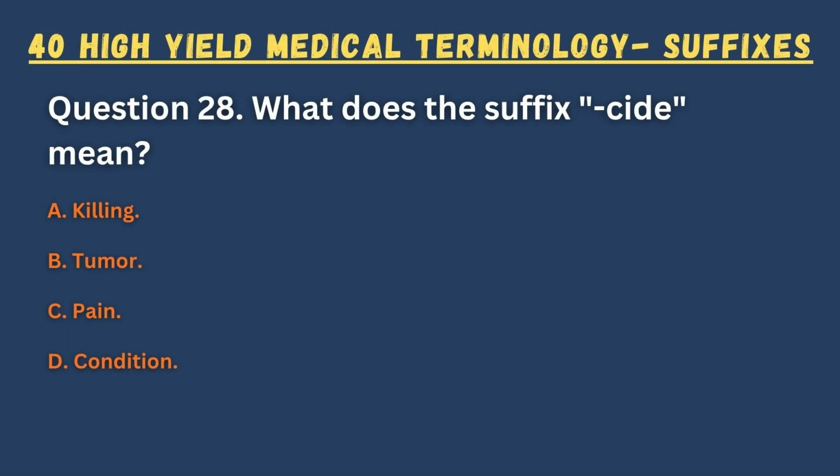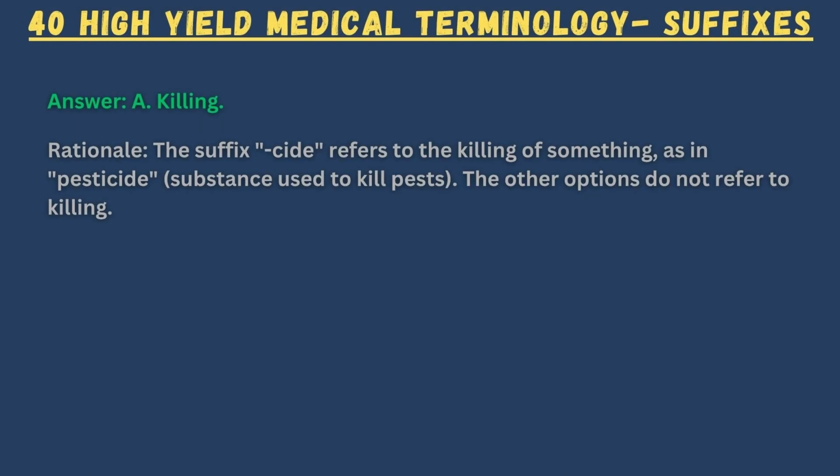Question 28. What does the suffix side mean? A. Killing. B. Tumor. C. Pain. D. Condition. Answer: A. Killing.